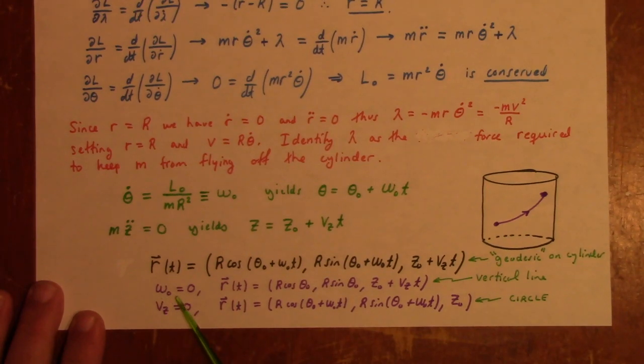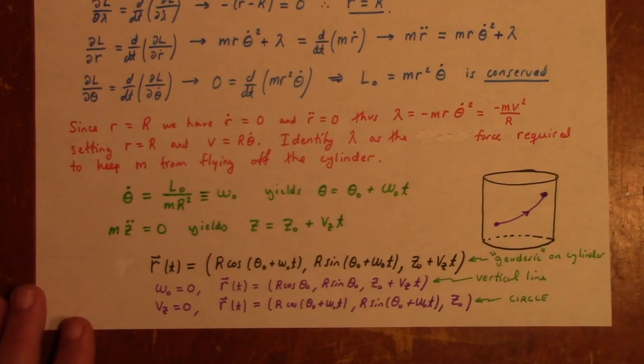Like if you take omega naught equal to 0, you get a fixed angle and you just go up and down the cylinder. So one of the paths that a free particle constrained to the cylinder would take is a vertical line. On the other hand, if vz is equal to 0, you go around a circle on the z equal to z0 slice, and more generally, you're going to get some kind of thing like that. And I can illustrate that a little bit here.